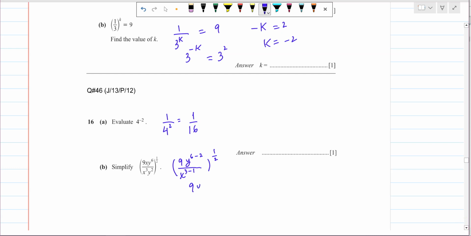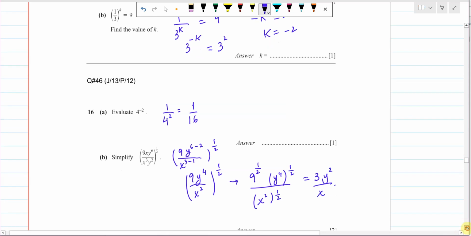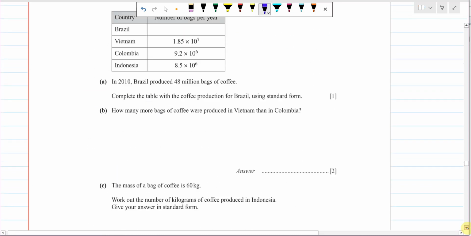Simplified, so 9 to the power y 6 minus 2 is 4 and x to the power 3 minus 1 is 2 and whole power is 1 upon 2. Now you need to apply that 1 upon 2 on the whole bracket. So 9 to the power 1 upon 2, y power 4 whole power 1 upon 2, and x power 2 and whole power 1 upon 2. So 9 power 1 upon 2 is 3, y square divided by x. This is your answer. Alright, next one.